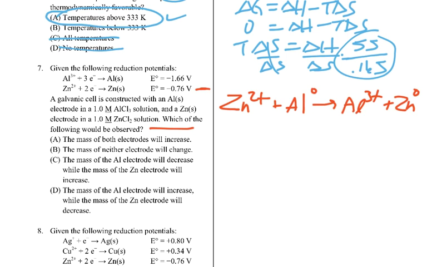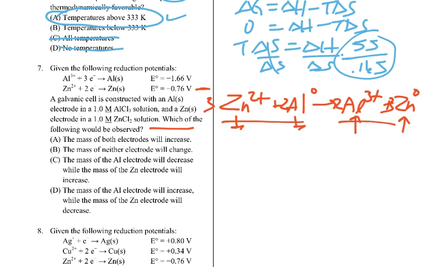And it's 2 and 3, so we're going to have to multiply. So this is going to be 3 of these and 3 of these and 2 of these and 2 of these. So there's our overall reaction. So as this reaction starts to occur, we're going to use up some of our zinc ions. We're going to make some aluminum ions, and the aluminum metal is going to go away, and the zinc metal is going to be formed.